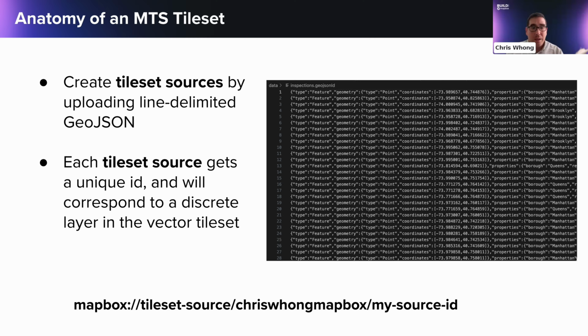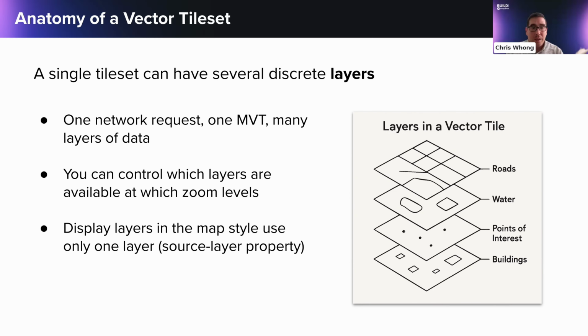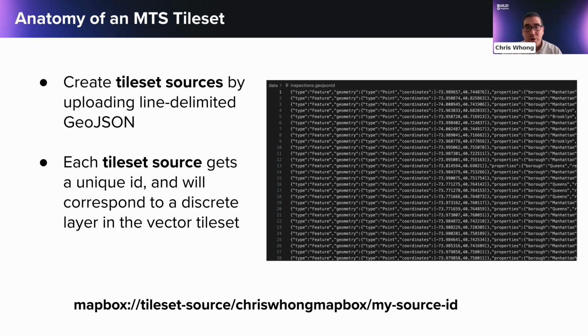Tileset sources are an important concept here. If you saw on the last slide, we have multiple layers in a vector tile. We call that, in MTS parlance, a tileset source. So a tileset source corresponds to a layer in the tile. To make a tileset source, you need to upload data in a very specific format called GeoJSON LD, or line-delimited GeoJSON. I have a little picture of what that looks like in a file on the right here. It looks just like regular GeoJSON, except that instead of wrapping all of these features into a feature collection, we just put one feature per line, and that's it. So we know every single line is a discrete feature.